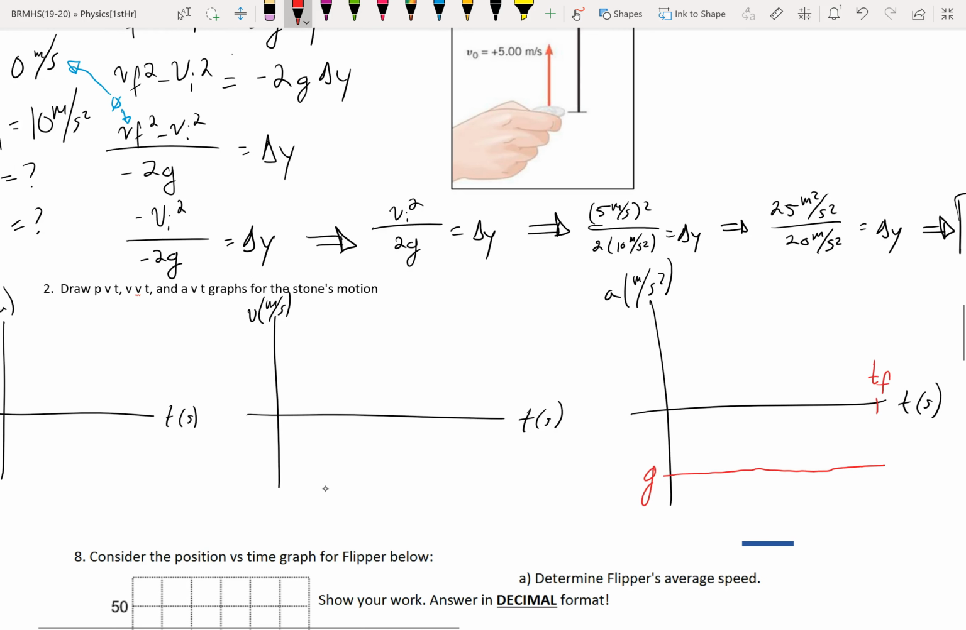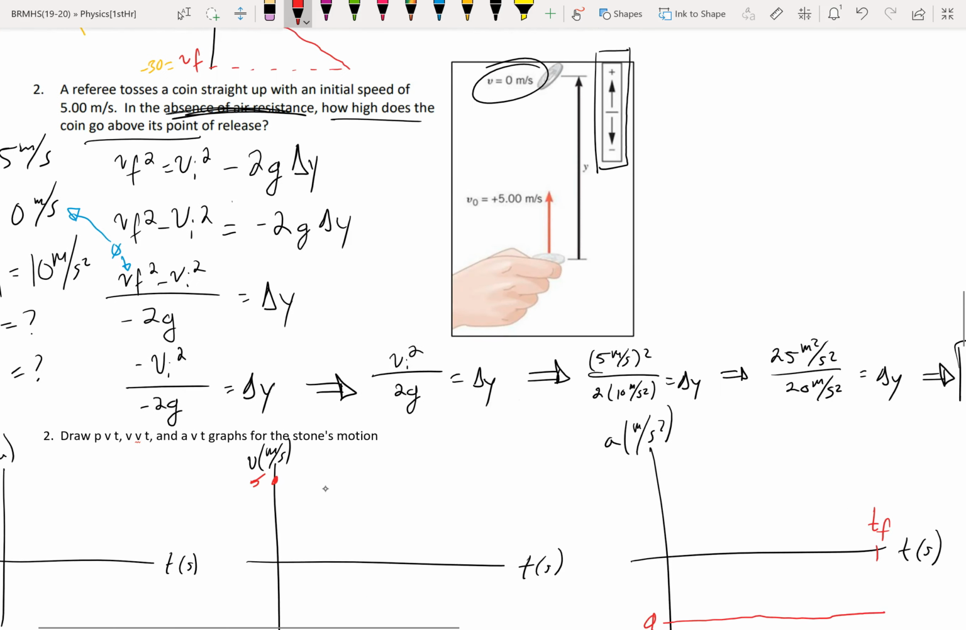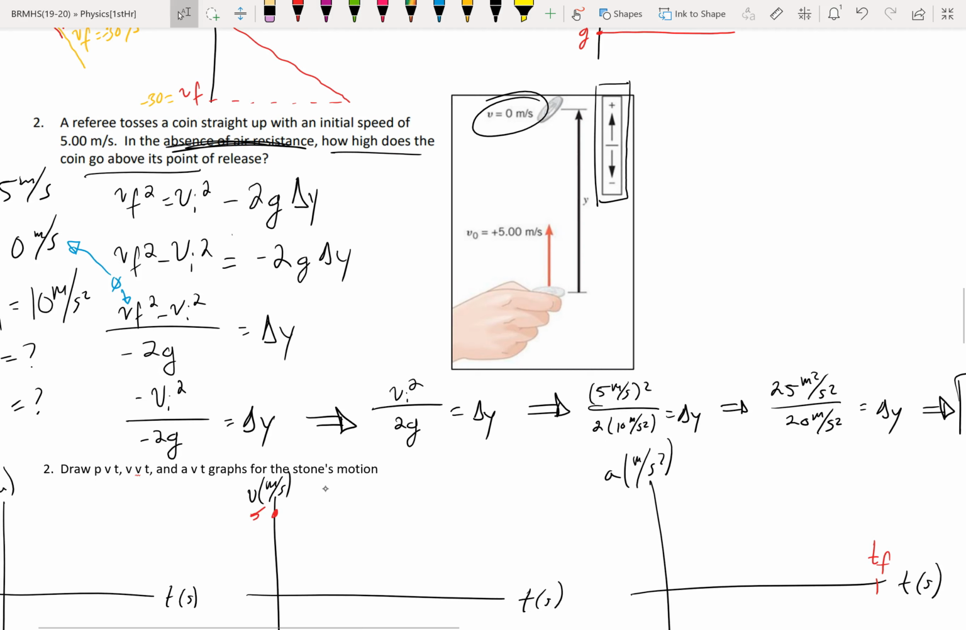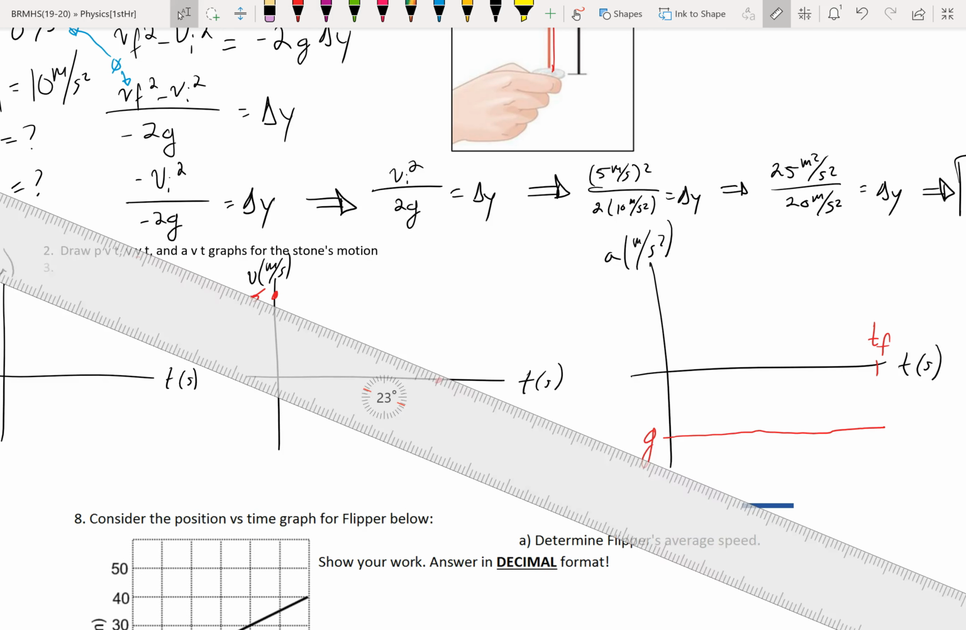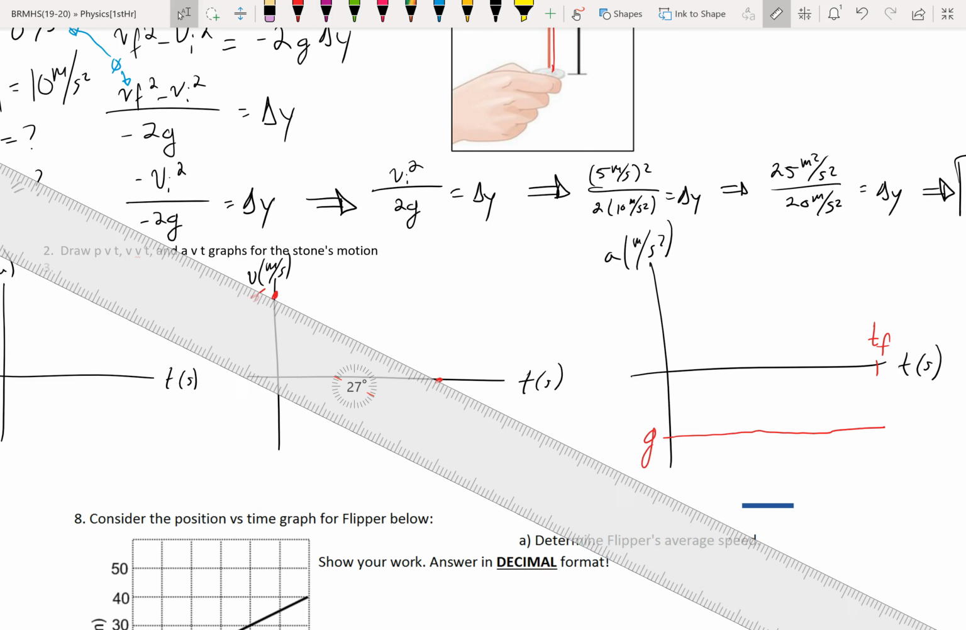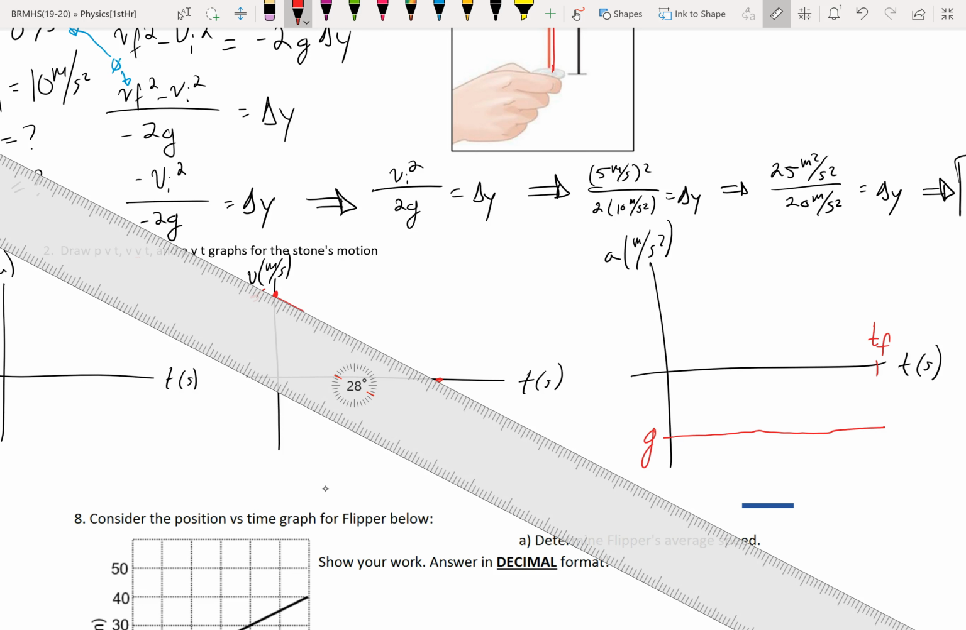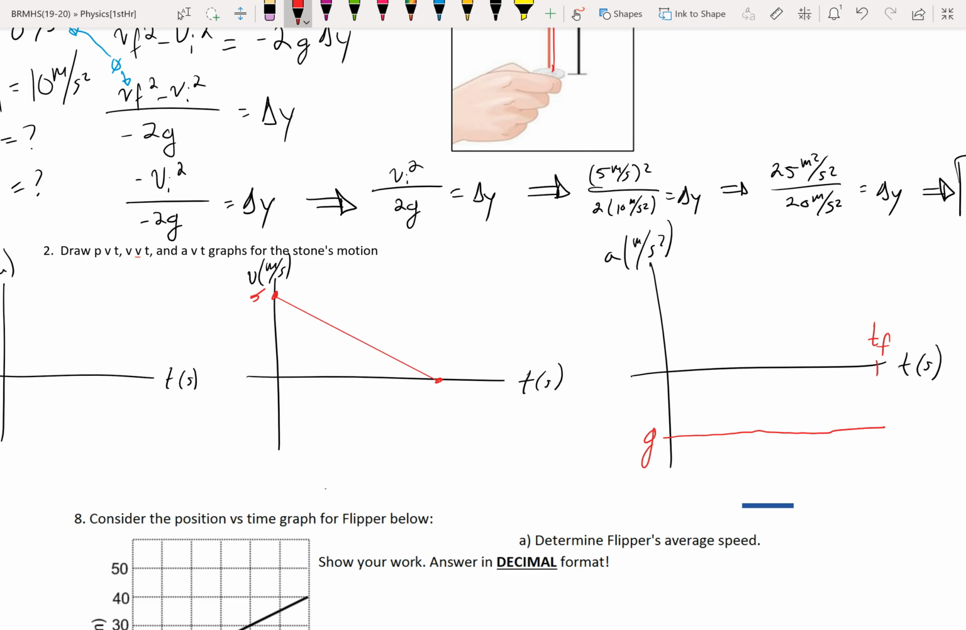T final. Okay, velocity. It starts with a large velocity. It's positive. Look, it's pointing upwards, and we called up positive. All right, so that's where it starts. That's going to be at 5 meters per second. And final velocity is 0 because we're just considering its motion from release up to its highest point where it slows down and stops for an instant. So there it is. And then we've got a positive velocity the whole time that slows down and reaches 0. There it is.